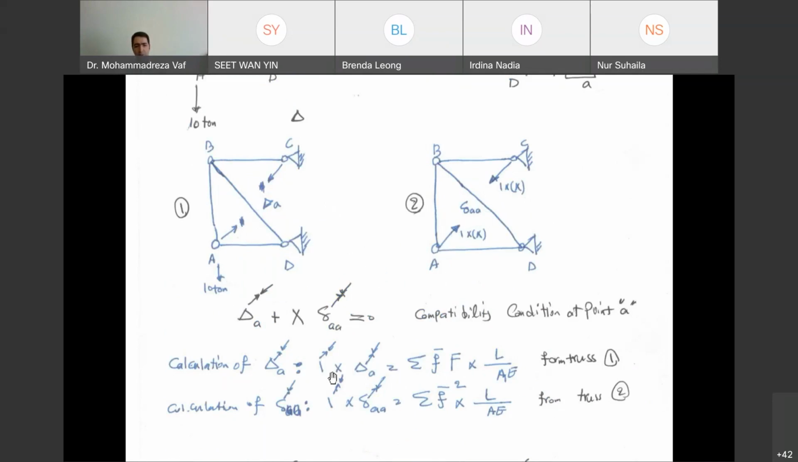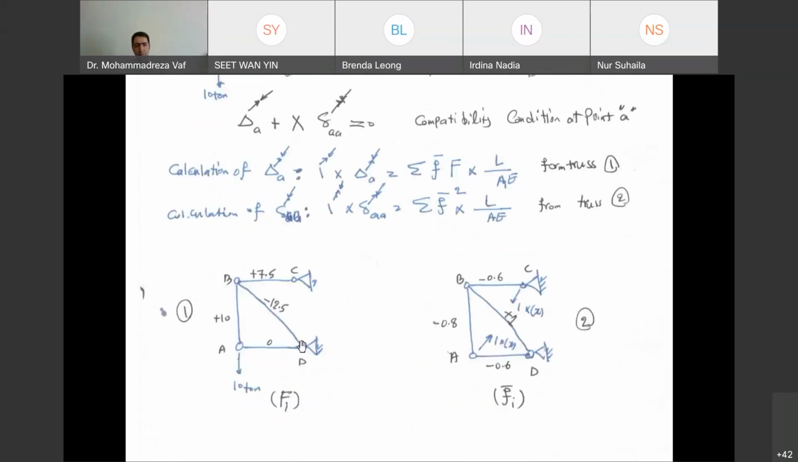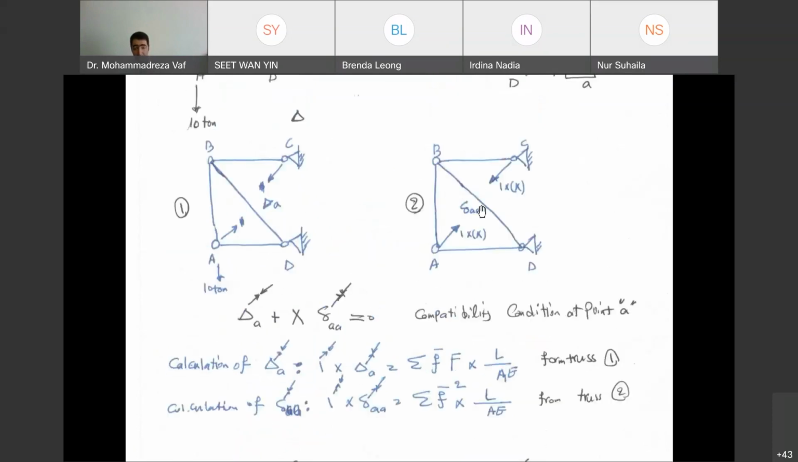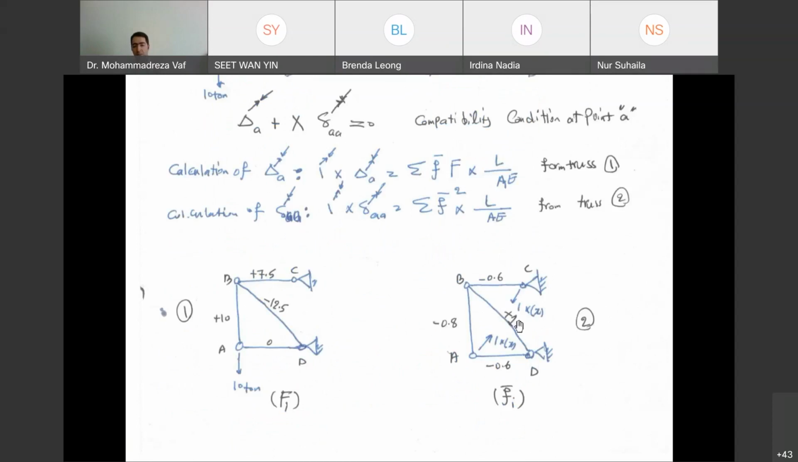Okay, so right now, in order to calculate delta A and delta AA, we need to have F and F bar. So from this structure, we get F. You need to analyze it. You see there is no element here. The truss becomes basically a determinate truss. You just need sigma Fy equals 0, you get this one, sigma Fx equals 0, you can get this one. And joint by joint, you can calculate. And from the second truss, you can calculate the value of F bar. So this is what we have done. We have 2 point loads here. You can calculate the support reactions and, joint by joint, calculate all the internal forces.